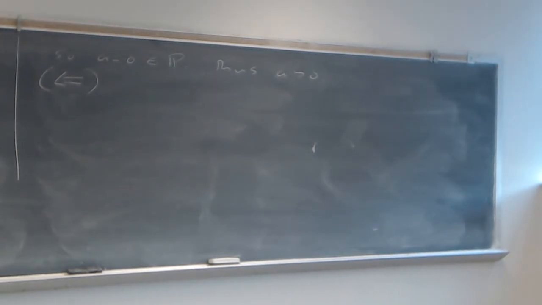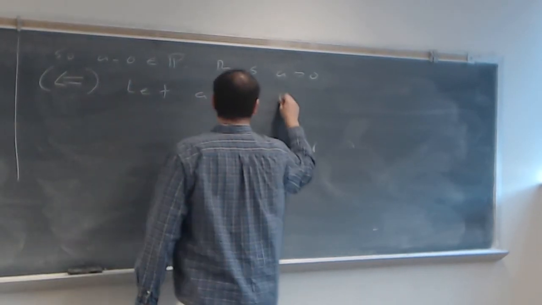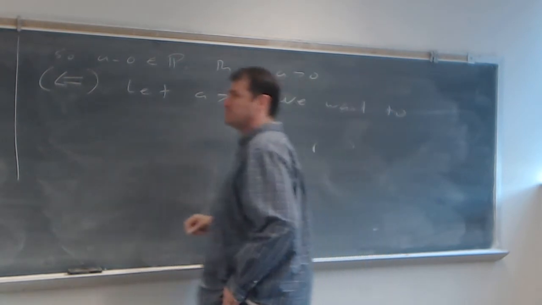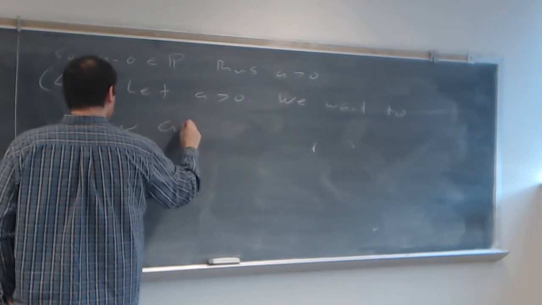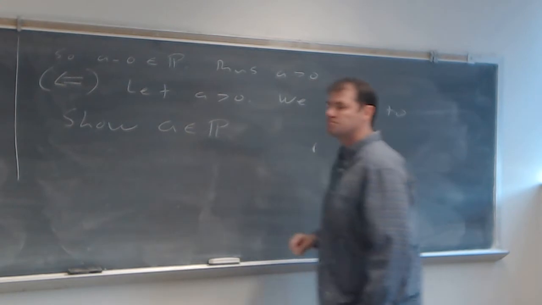Well, we assume the second part. So suppose, or let A be greater than 0. What do we want to show? We want to show A is a positive number. That's what I want to show.